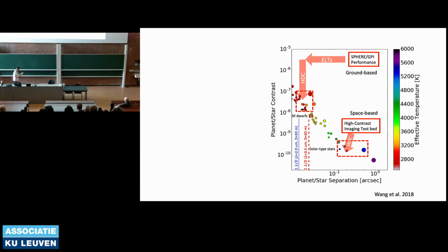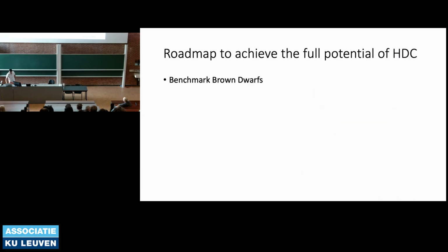So I gave you some broad, big-picture pitch for why it's important to study exoplanets using both high contrast imaging and high resolution spectroscopy. So what is the roadmap? How do we eventually achieve that? That will be the meat of today's talk. So I broke that roadmap into a few steps. The first one is the benchmark brown dwarf, which I will skip in today's talk in the interest of time, because I don't think I have sufficient time to go through this step.